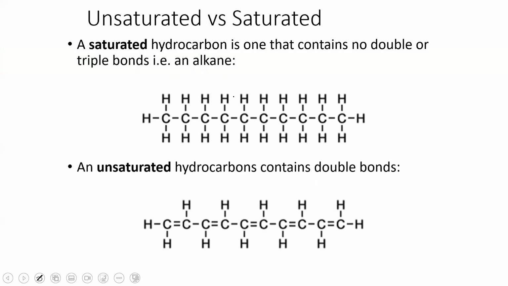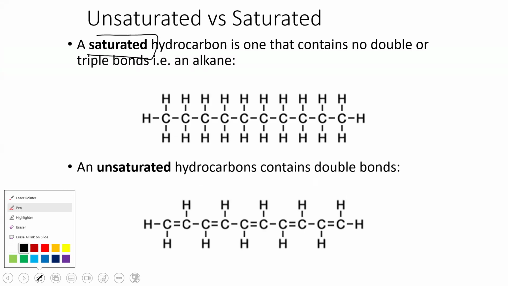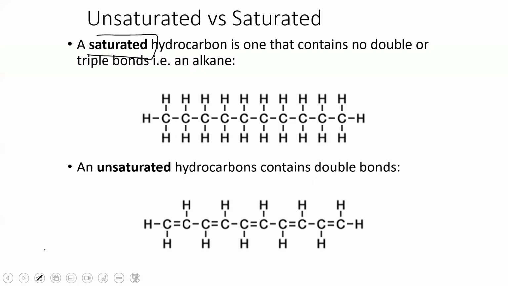Bigger versions, alkanes are saturated. Saturated meaning that all of the bonds have got one single bond to all the others. Unsaturated means there's double bonds in it.